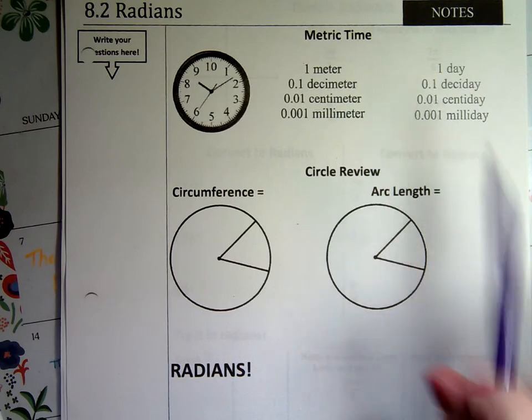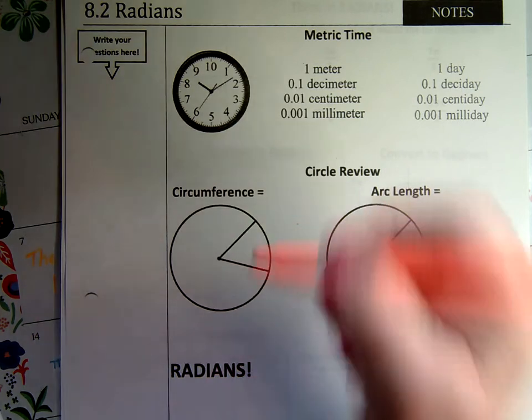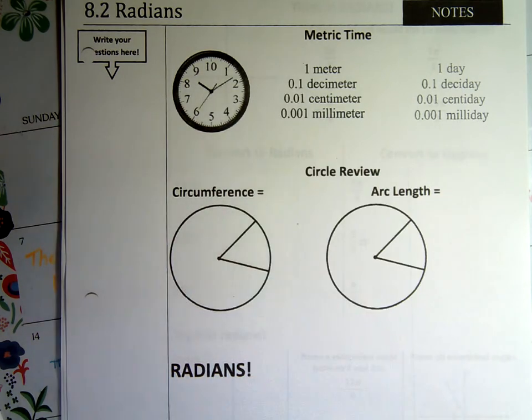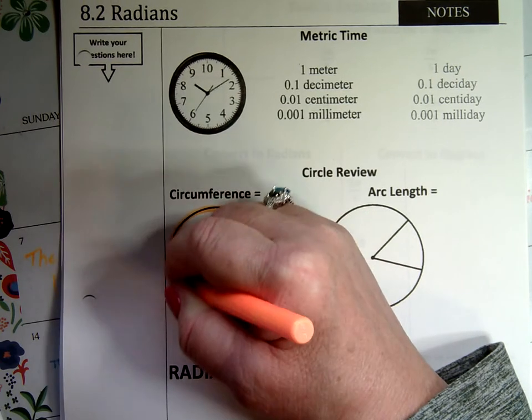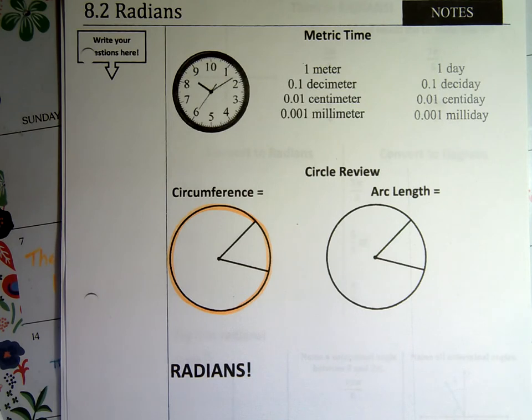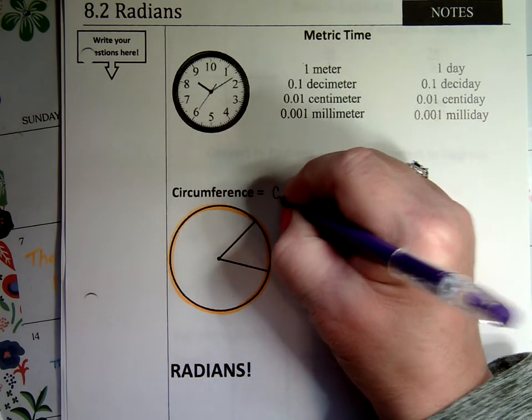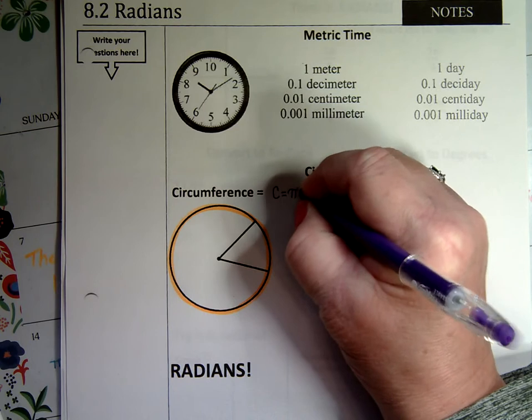In our case, we're talking about circles. Most of you know degree measurements, and we're adding on a new type of measurement called radians, as I've explained. So let's review a little bit about circles. Circumference is the distance around the outside of the figure. So if I go all the way around my circle, that's circumference.